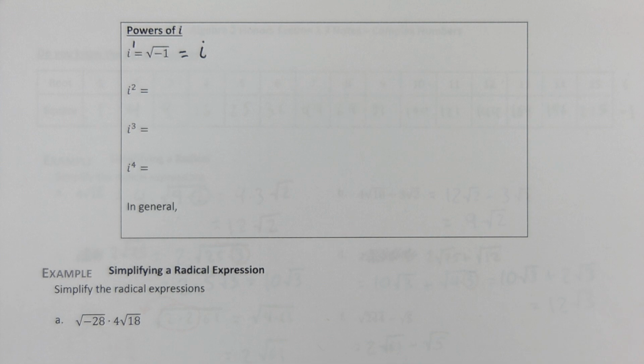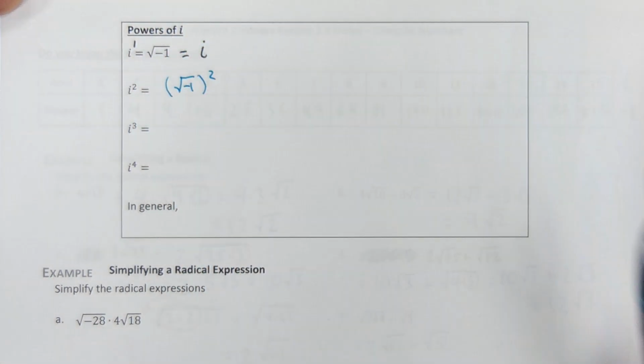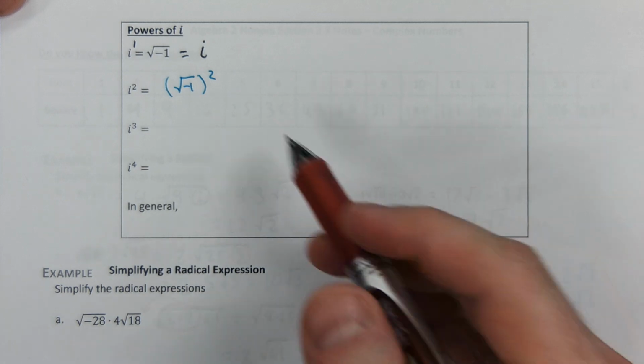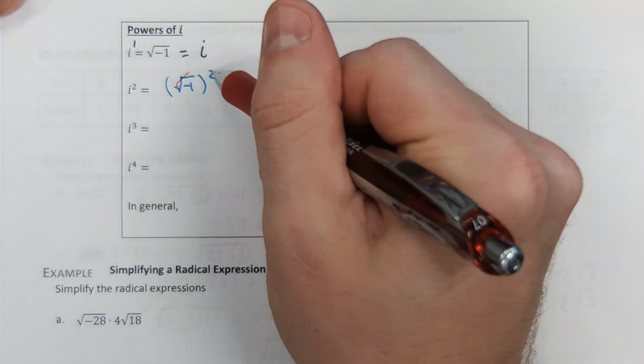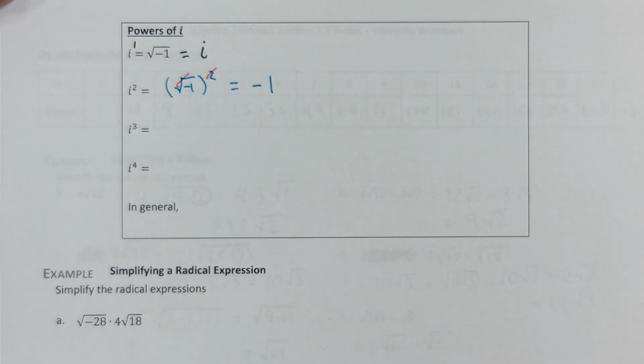i squared. i squared means something times itself, right? And that means i times i. But i is the square root of -1. So I could have said square root of -1 quantity squared. But when you do that, you are squaring a square root, and squares and square roots cancel each other, leaving you with -1. So i to the second power, i squared, is a real number. It's -1. That's neat.